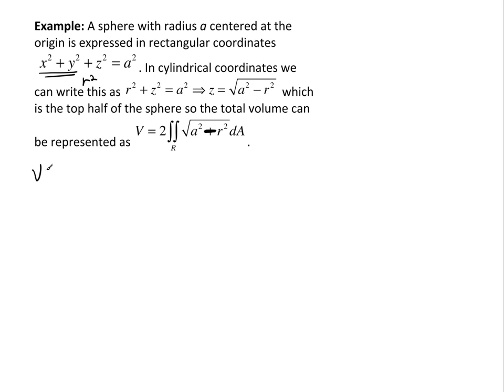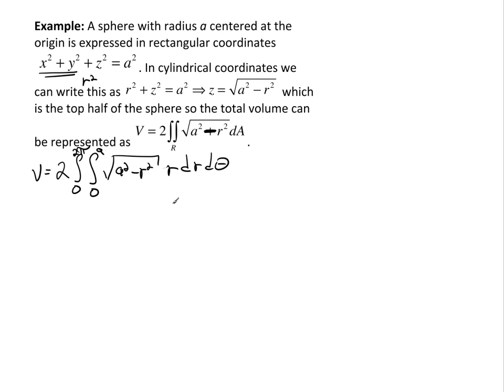So this volume will be equal to twice the integral. Remember, this is the top half of a sphere, so I'm going to go all the way around, from 0 to 2 pi. And then my radius will be going from 0 to a of the square root of a squared minus r squared, r dr d theta.